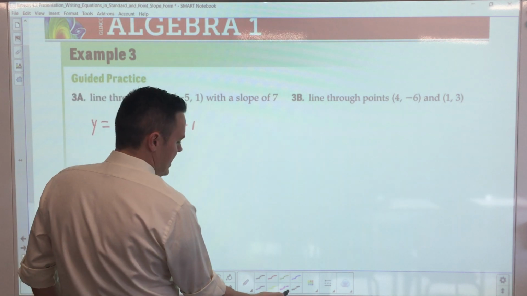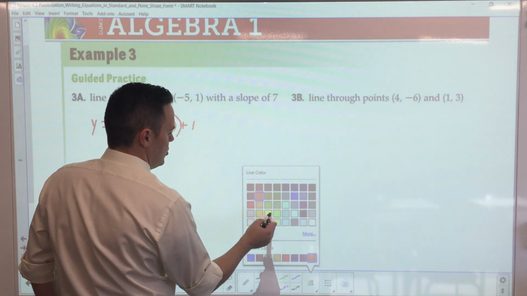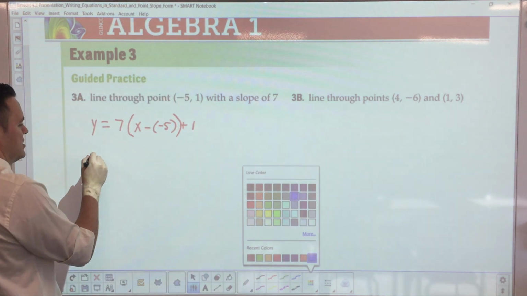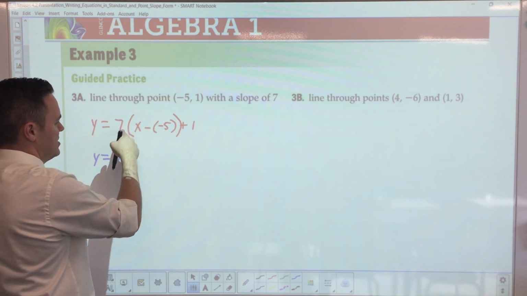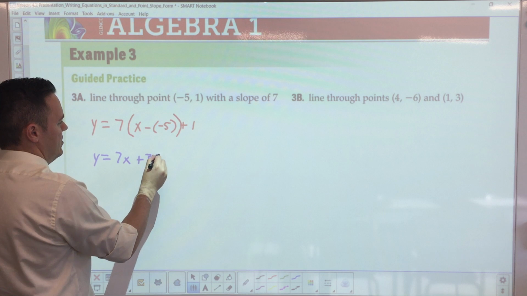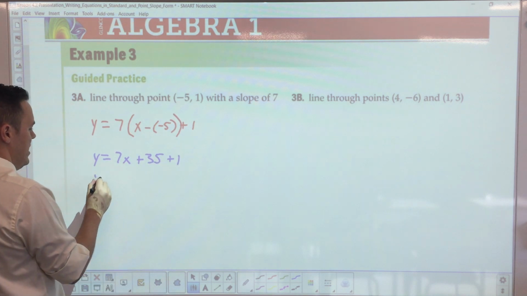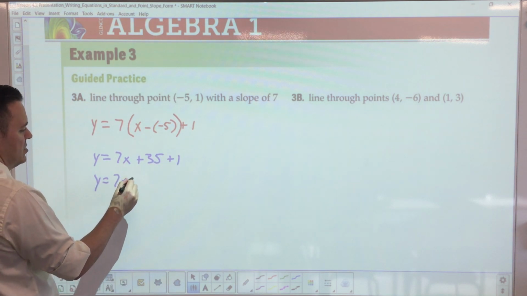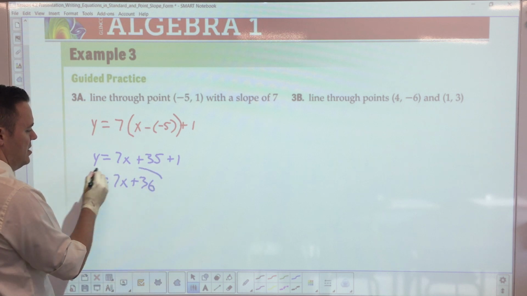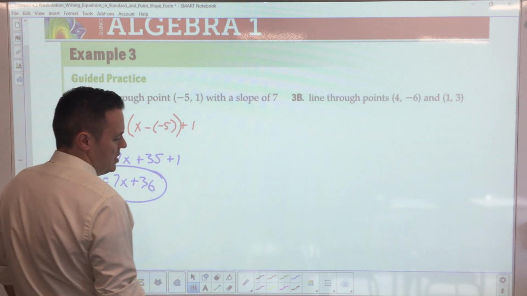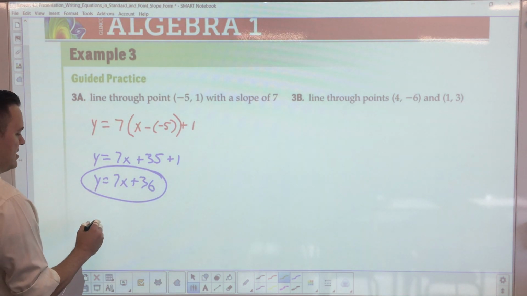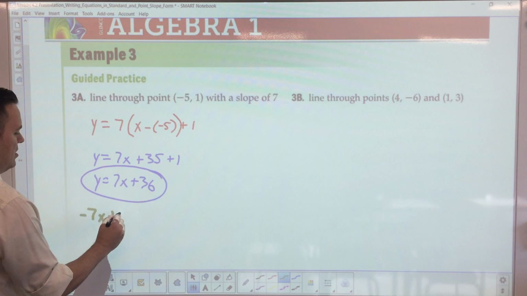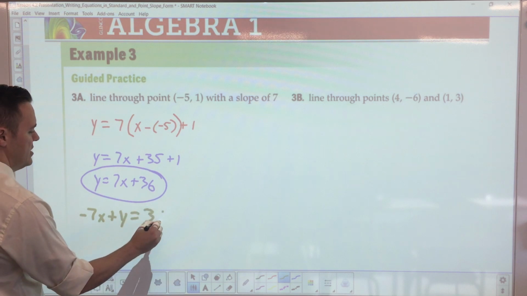Now you combine everything together. So it's going to be y equals 7x, and then plus 35 plus 1. Combine the like terms, plus 36. There's my slope-intercept form. Then my standard form is just subtracting 7x from both sides, so it's going to be negative 7x plus y equals 36.